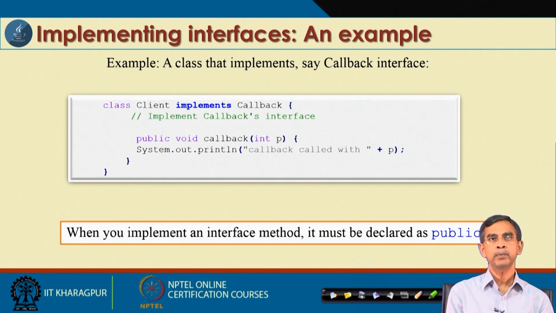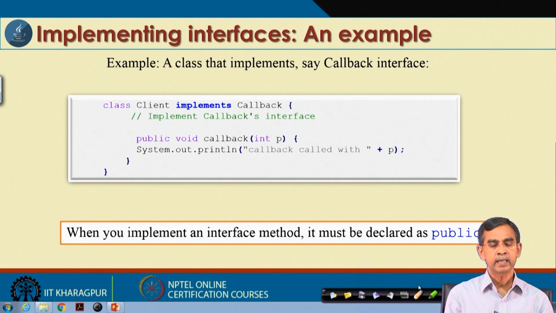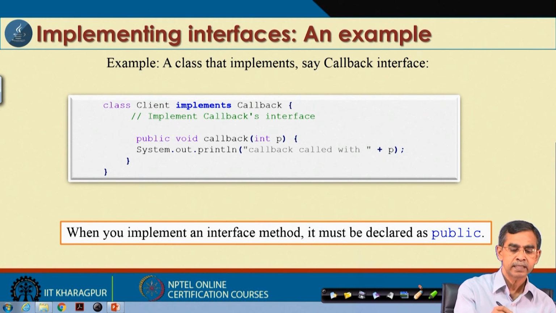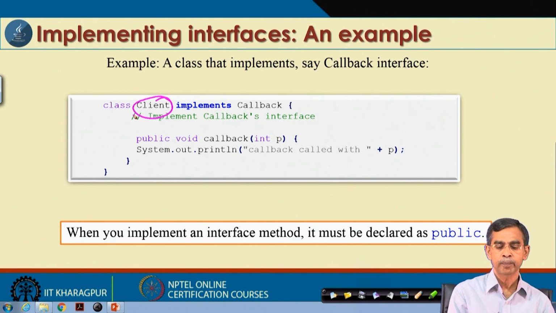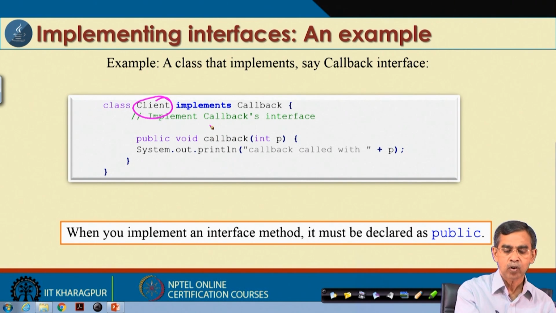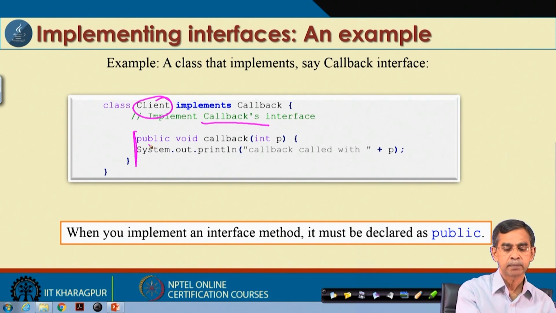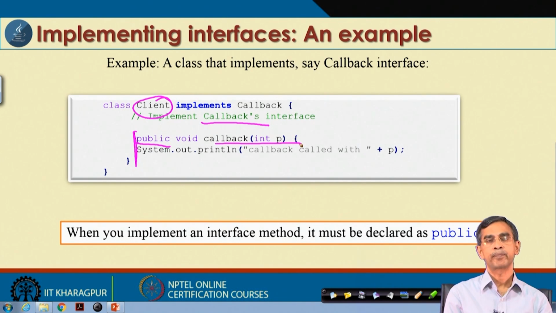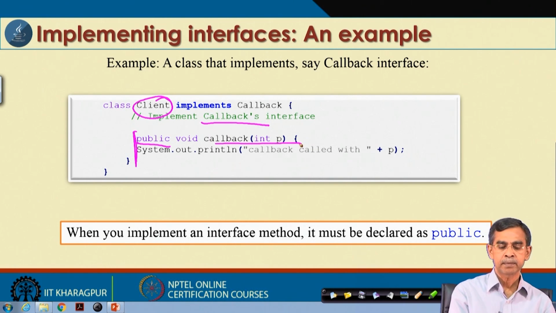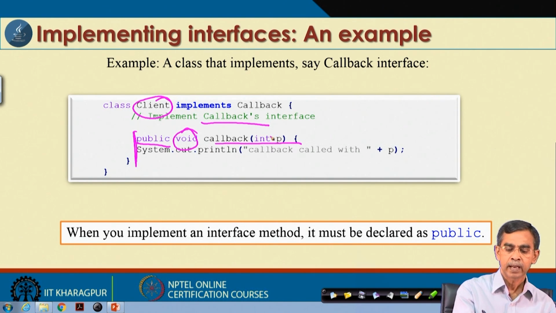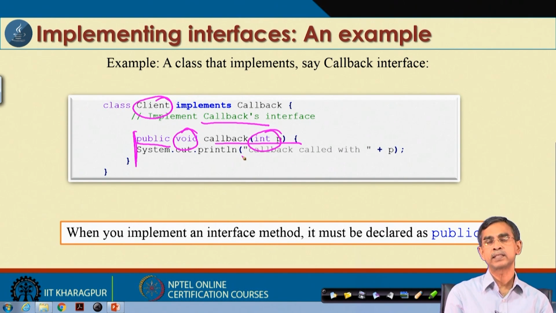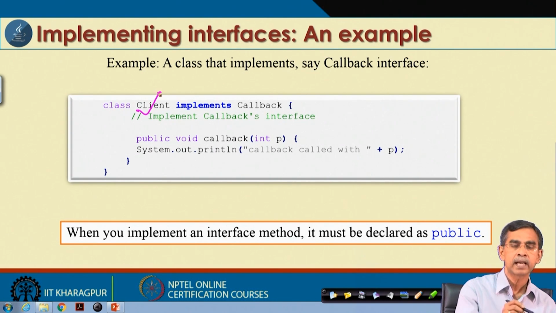Now, here is a quick example. Here you can see how an interface can be implemented by a class. In this case, the name of the class is client, and this is the callback method which is there in the interface, and we implement this method as public. While we implement, at the same time we have to consider that the return type and the list of parameters should match those in your interface declaration. Otherwise, this will create a completely new method of its own in this class itself.